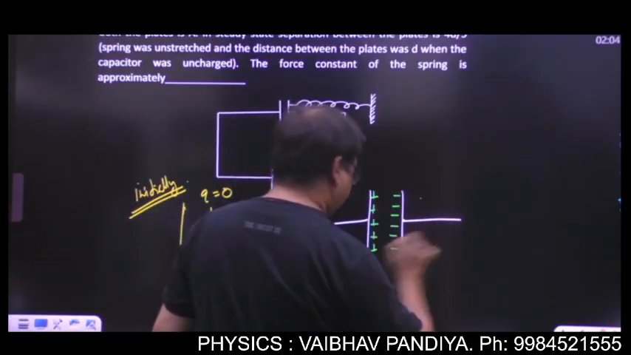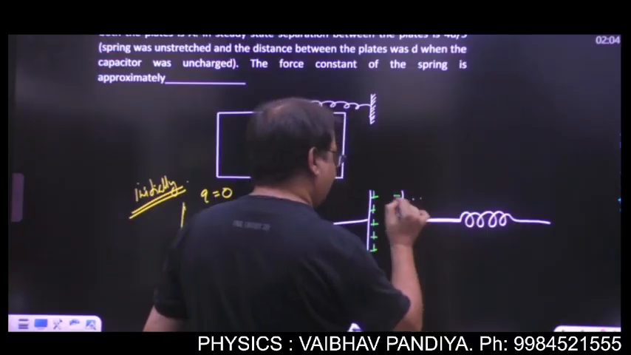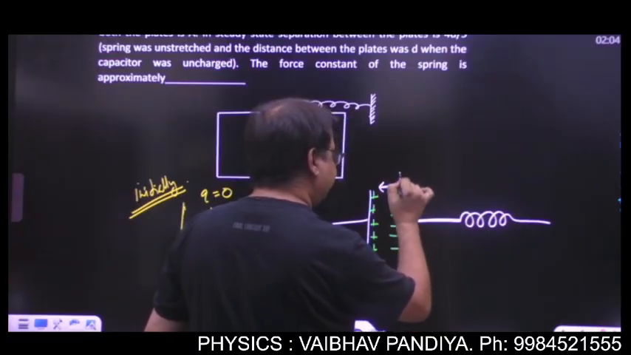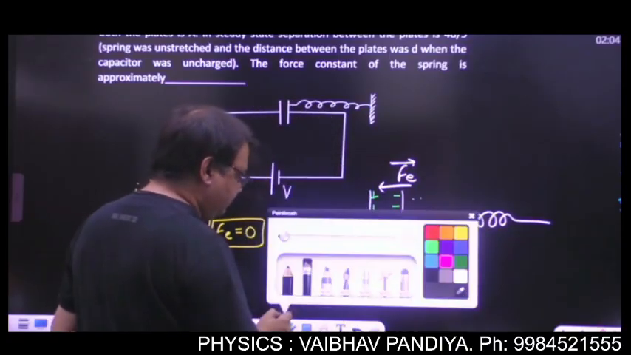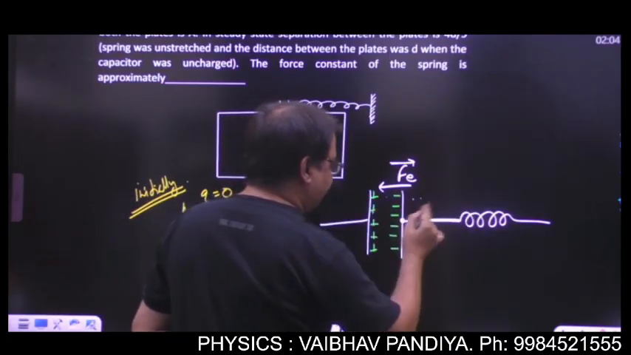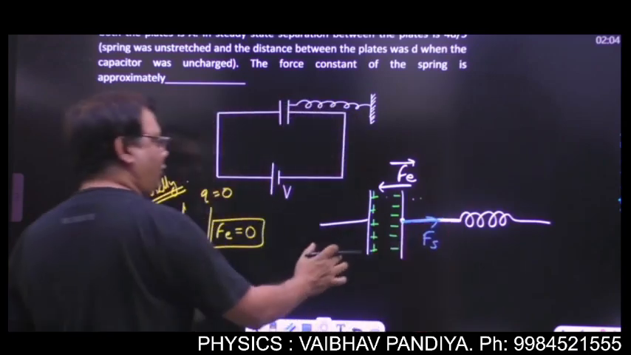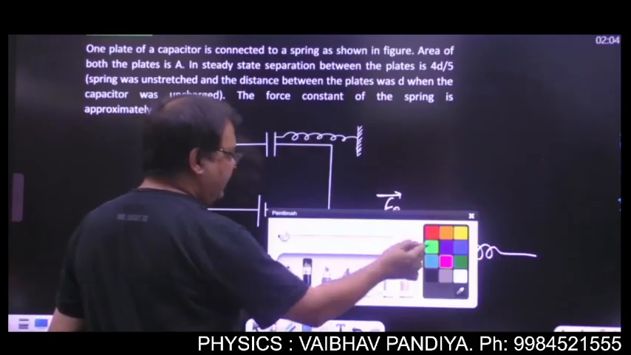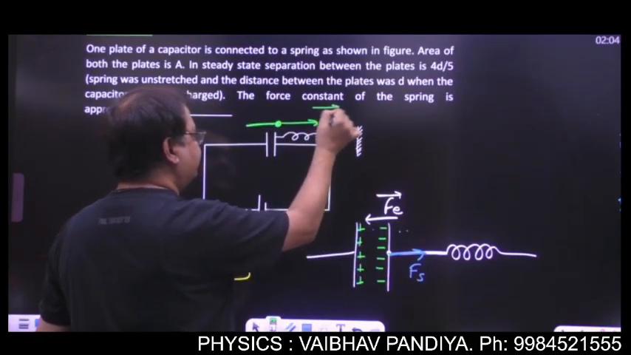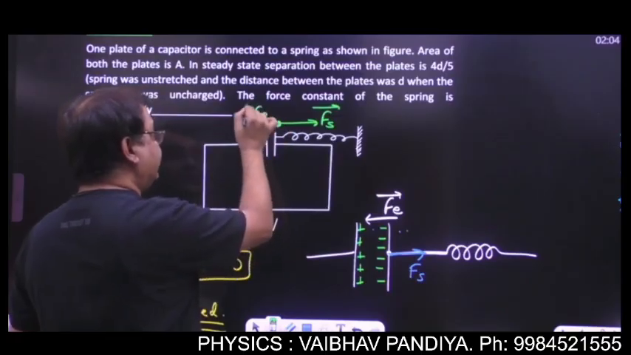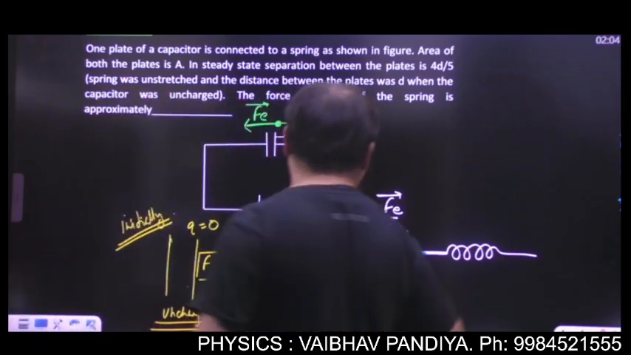And say we have a spring like this here. So the positive plate would be attracting the negative plate with a force Fe, and in the steady state this plate would be in equilibrium. So there will be another force acting on it on the right side, the spring force, and this spring force will be equal to what? Correct? So in the steady state, if you make the FBD of the right plate, one force will be acting on the right side, that is the spring force. One force is acting on the left side, that is the electric force, and both will balance each other to keep the plate in equilibrium.